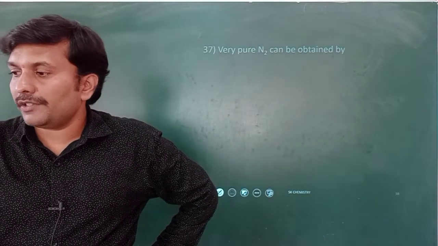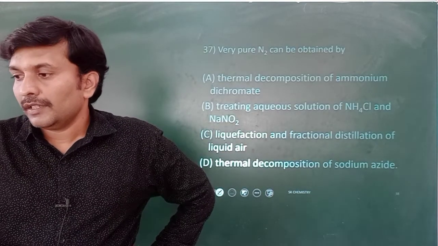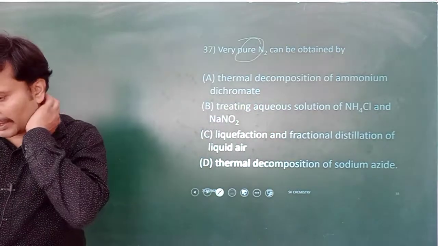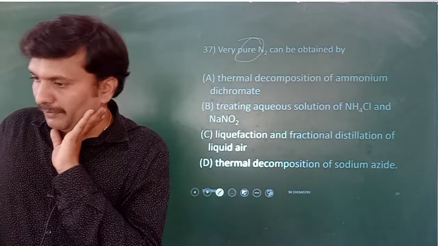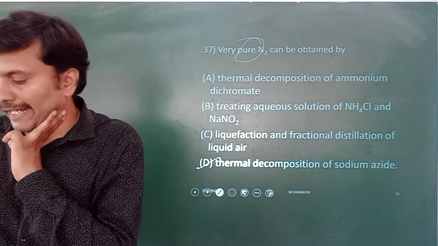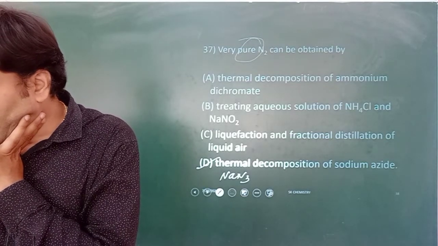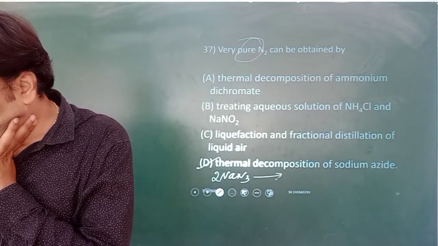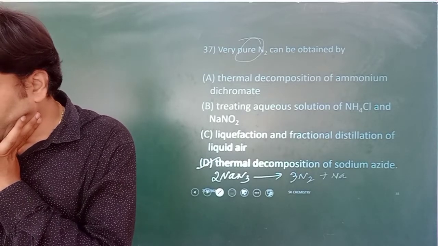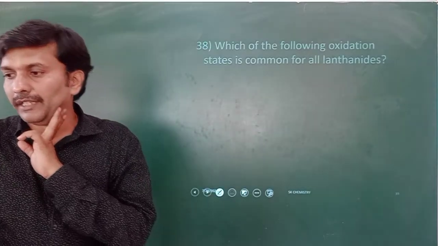Very pure nitrogen can be obtained by which one? Please make a note while reading from the P block elements. Very pure nitrogen is obtained from option D, thermal decomposition of sodium azide. What's the formula for sodium azide? NaN3 will undergo decomposition to form 3N2 plus sodium. Option D is the answer.